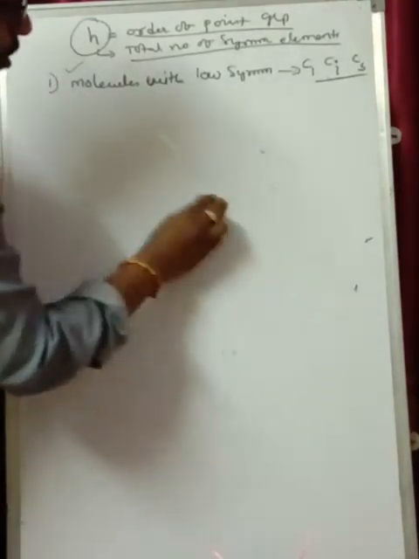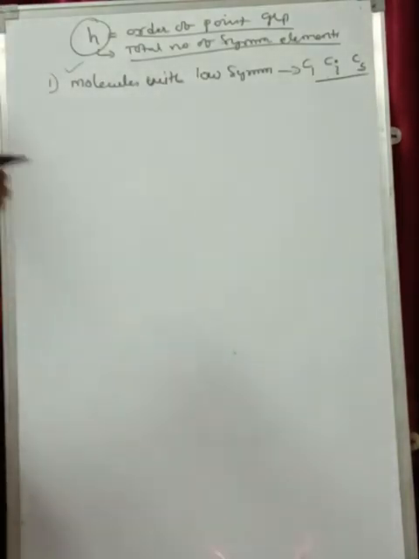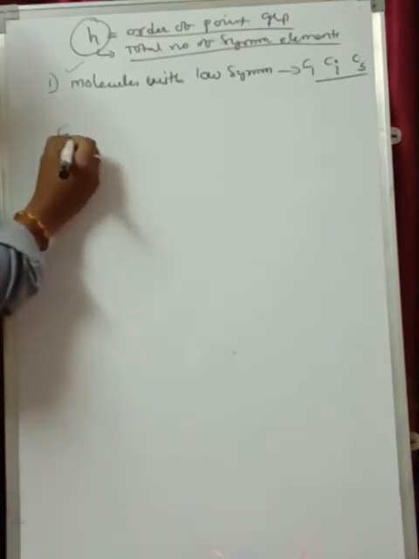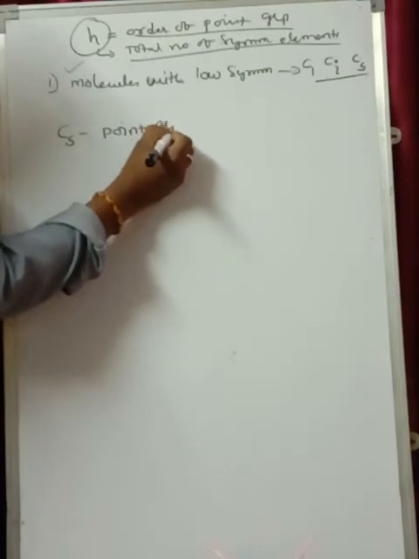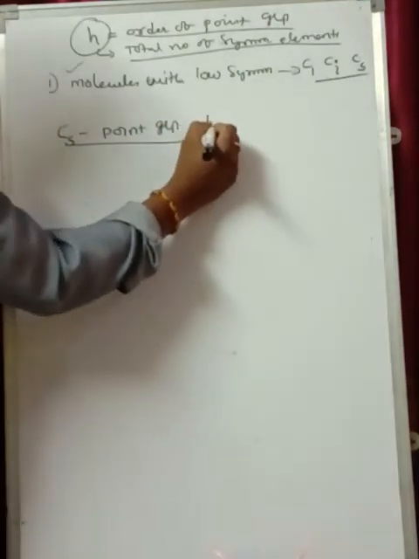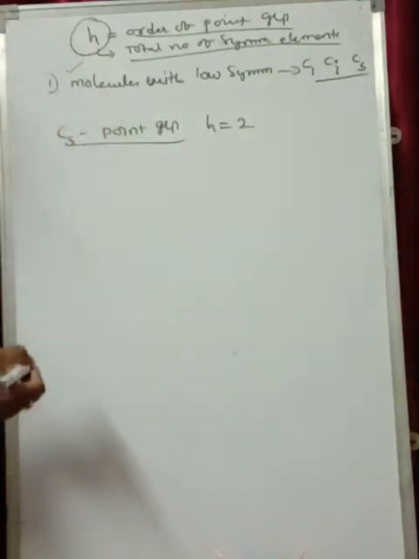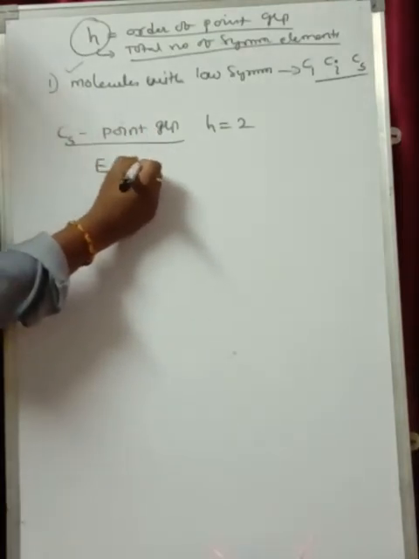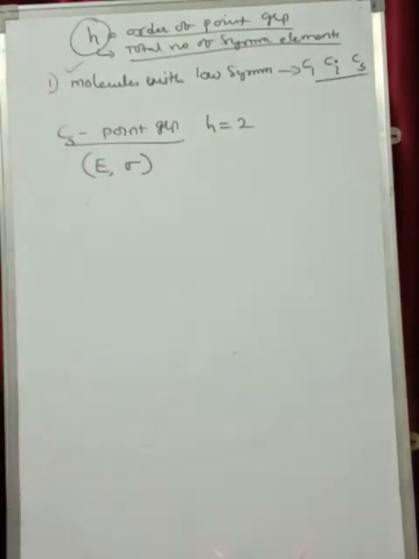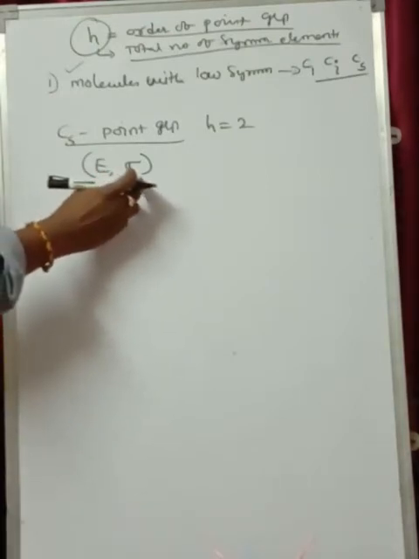The point group in which the molecule has only identity and a plane of symmetry, that is the Cs point group. The order of this point group is again 2. That means it has only 2 symmetry elements: one is identity and the other is sigma. It doesn't have more than these 2 symmetry elements.